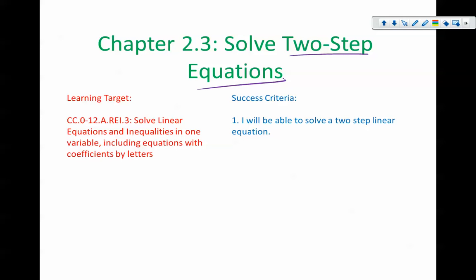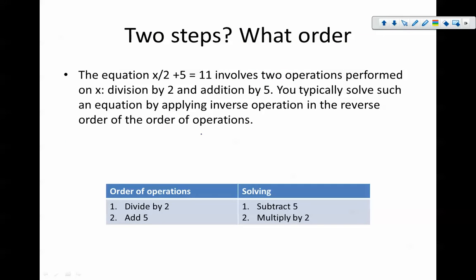So in the last video, we learned a process for solving a one-step equation. And in this one, the big thing we're going to do is solve two-step equations, so when we have to do both an addition or subtraction and a multiplication or division. Okay, so that's the overall goal here. So the question really is, what order do we do things in?